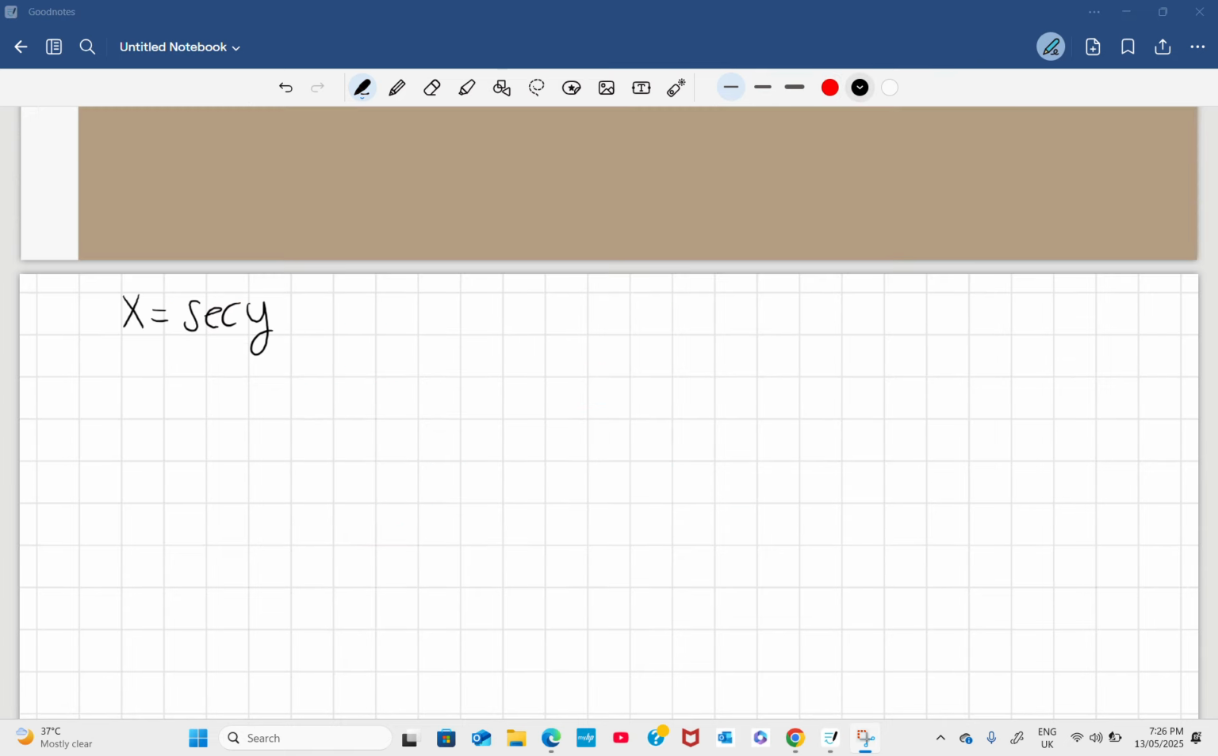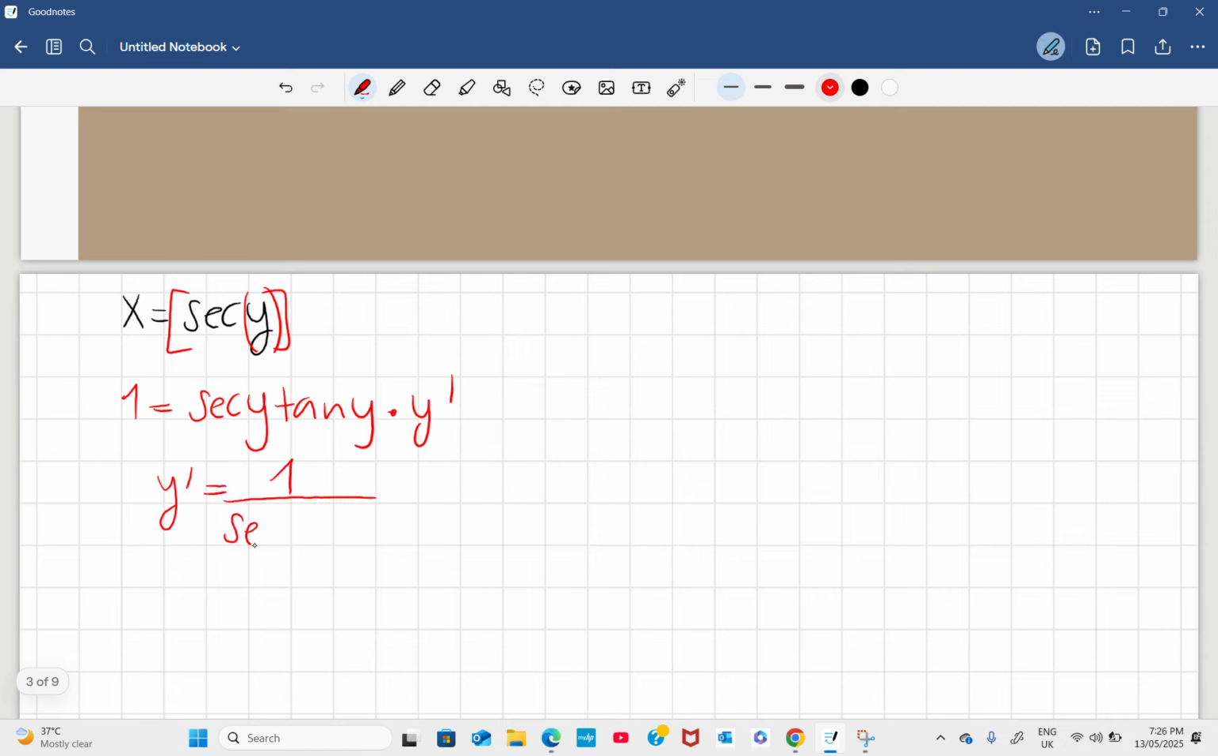Okay, so here I'm given x is equal to secant y. Let us find the derivative. So the derivative of x is 1. The derivative of secant y is secant y tangent y. So here I'm gonna find the derivative of secant first, and then I'm gonna find the derivative of y. So what's the derivative of y? Y prime. So to get y prime alone, y prime is equal to 1 divided by secant y tangent y. It's that easy.